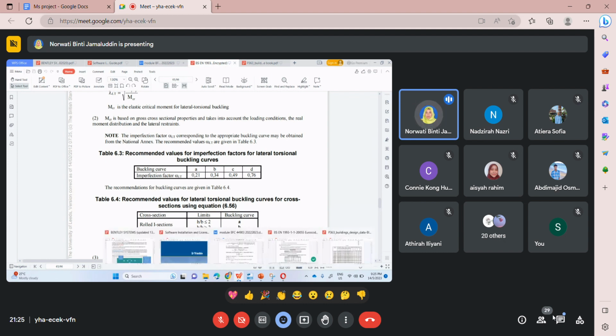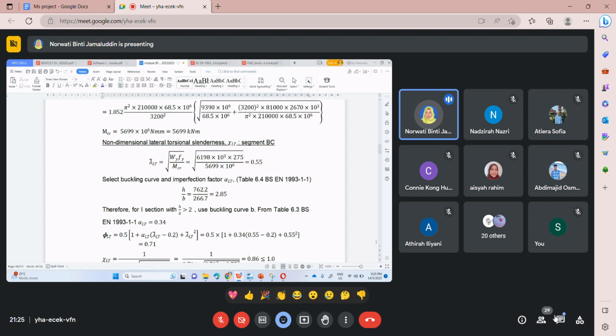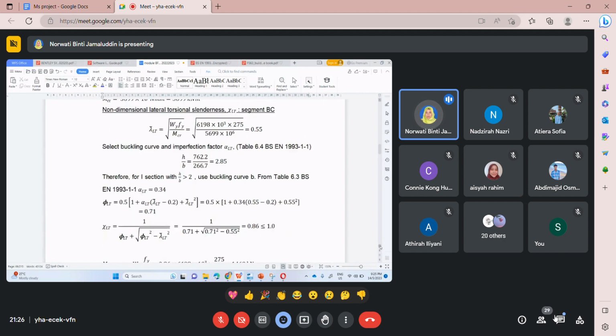I will not do it part by part. You are not school students. You are university students. You should just understand H over B. Okay, you can get H, you can get B. In this case it's bigger than 2. Okay, for buckling curve, you can use buckling curve B.